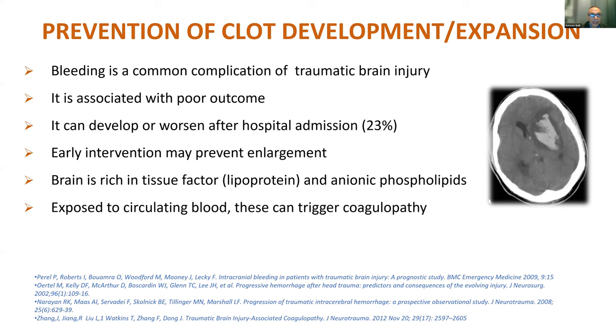We already heard that bleeding is a common complication of TBI and is an independent factor for poor outcome. But also, Mark has already alluded to the fact that this is something that often gets worse after admission. The data from CENTER-TBI and other studies say that probably between a quarter and maybe 40% of patients experience further worsening of the initial clot. And we also know that early intervention may prevent that kind of enlargement and possibly improve outcomes, all to be demonstrated, of course, but conceptually that's correct.